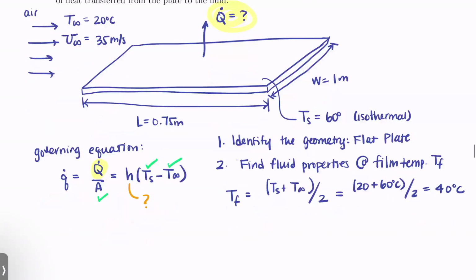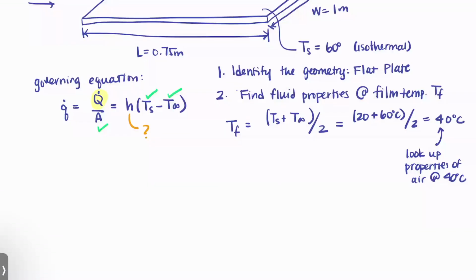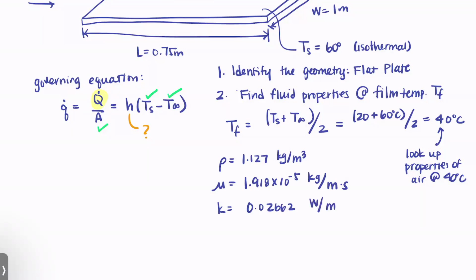Okay. When we do that, we get the following. So rho is 1.127 kilograms per cubic meter. Our viscosity is 1.918 times 10 to the minus 5 kilograms over meters times second. And k is 0.02662 watts per meter Kelvin. Okay, so these are our properties.